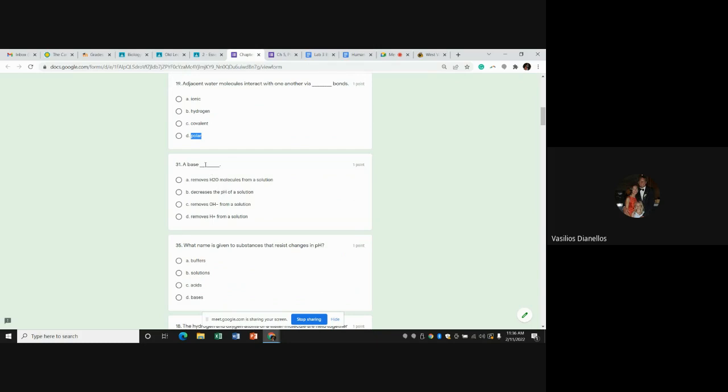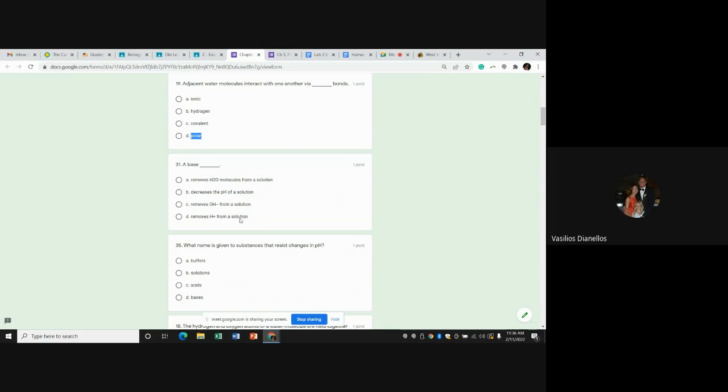All right. A base. You need to know what a base is. Does it remove water from a solution? No. Does it decrease the pH of a solution? No, it increases it. Does it remove OH from a solution? No. It actually kind of uses OH, right? It kind of puts OH minus in a solution. Does it remove H plus from a solution? Yes. So the answer to this question, the way it's written, is D. It removes H plus ions from a solution.